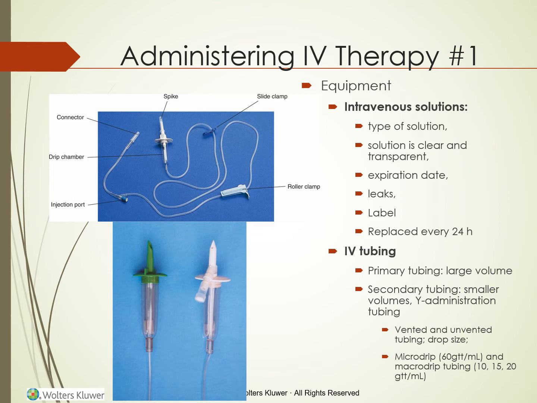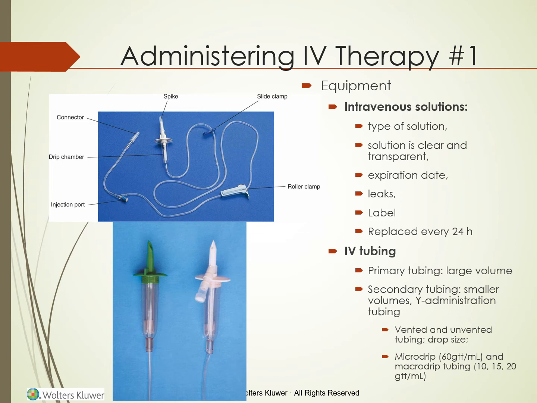Secondary tubing, which is shorter, is used to administer smaller volumes of solution through a port in the primary tubing in a relatively short time. Y administration tubing, used to administer whole blood, packed cells, and various blood products, is also discussed.